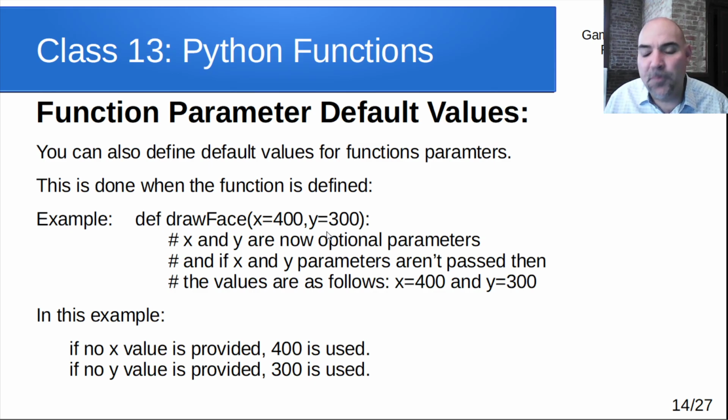So if no x value is provided, a 400 would be used. If no y value is provided, a 300 would be used. But if I did provide an x and a y, it would override those defaults and adopt the values that were given.